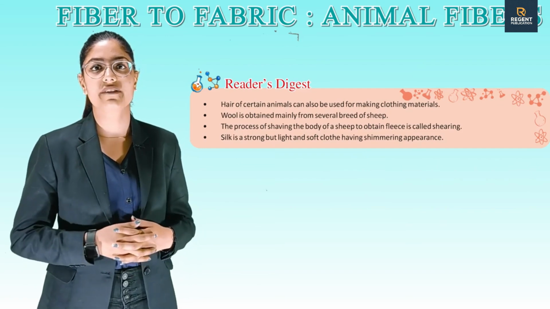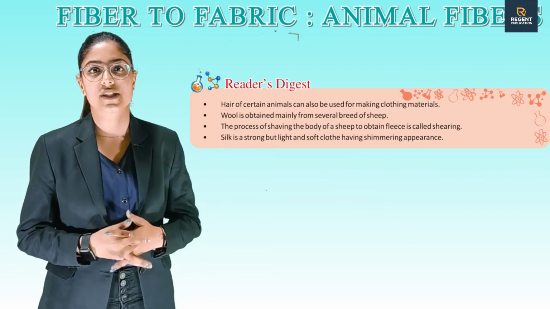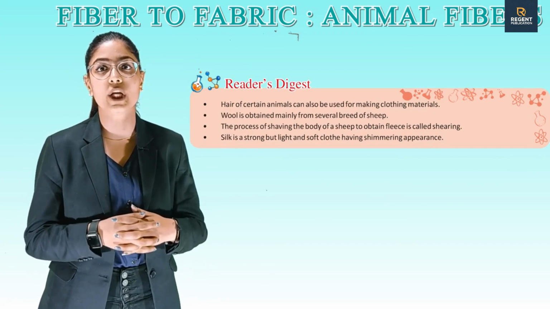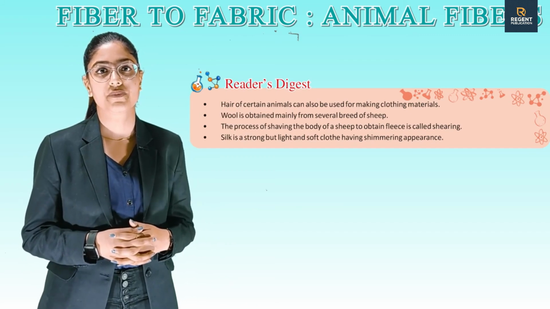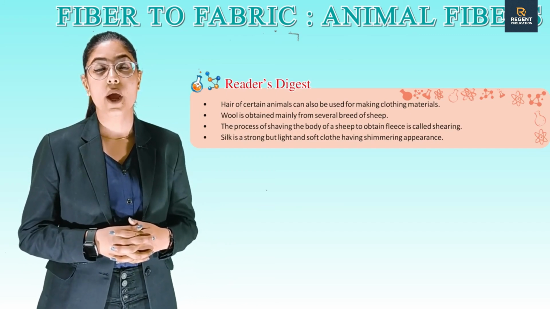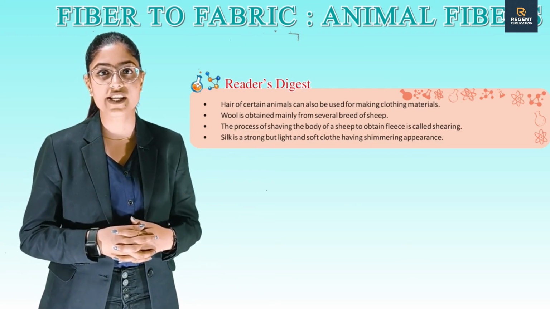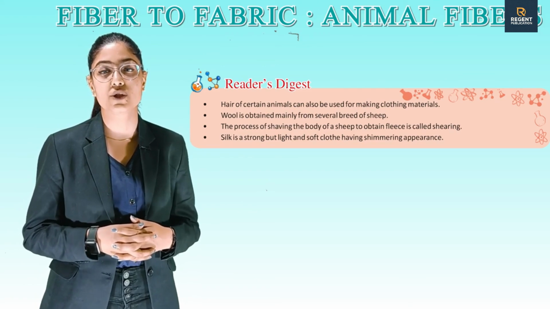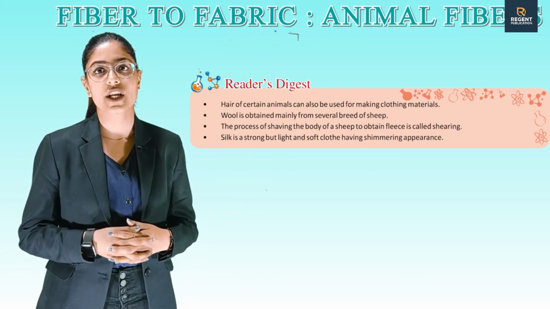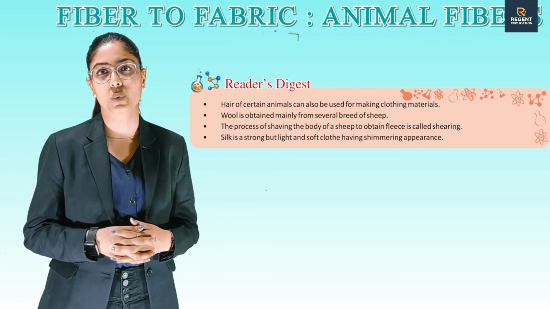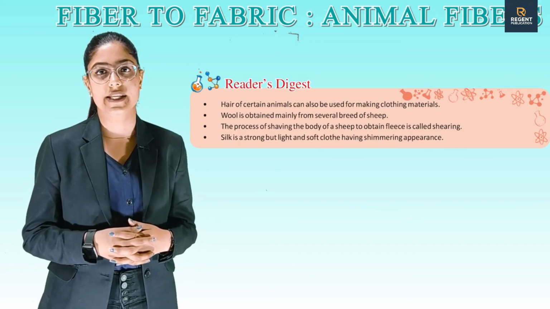Now, let's quickly revise with the Reader's Digest. Hair of certain animals can also be used for making clothing materials. Wool is obtained mainly from several breeds of sheep. The process of shaving the body of a sheep to obtain fleece is called shearing. Silk is a strong but light and soft cloth having a shimmering appearance.